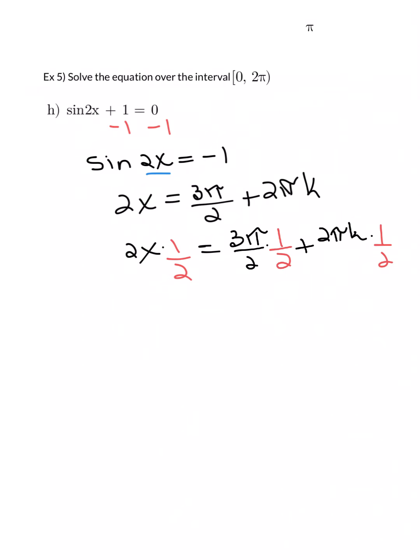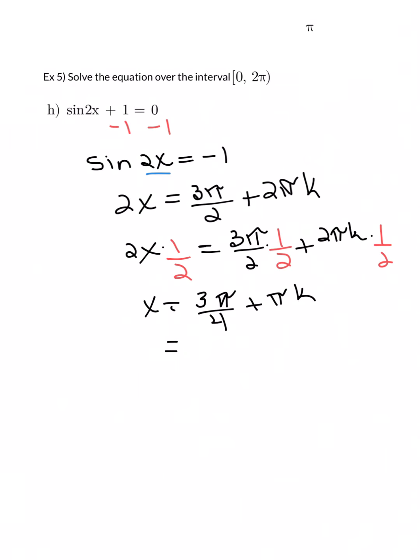What happens then is on the left side, we now just have x. 3 pi over 2 times 1/2 gives me 3 pi over 4. 2 pi k times 1/2 just gives me pi k. So this is the solution that would give us all the angles that would work. We want only the angles that are between 0 and 2 pi. Right now I have 3 pi over 4 plus pi k.